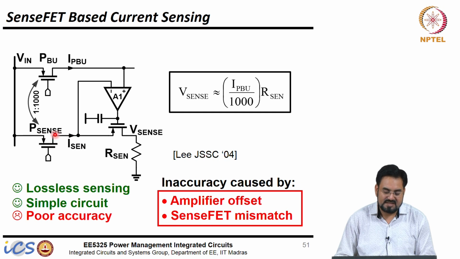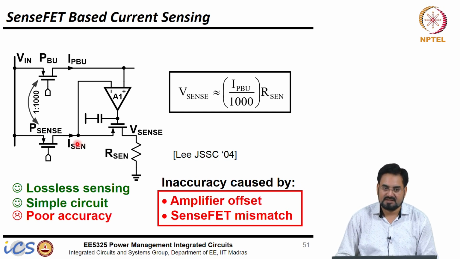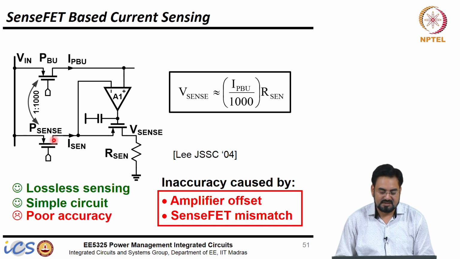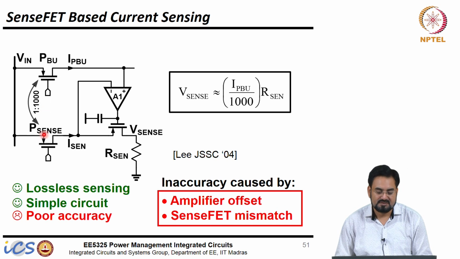So if we do not match the VDS, then you cannot have the same current actually. You cannot mirror the current basically. So instead of 1:1000, the scale ratio will be something different, and you won't get the real current number. So we have to match both VGS and VDS in order to get the exact 1:1000 ratio.